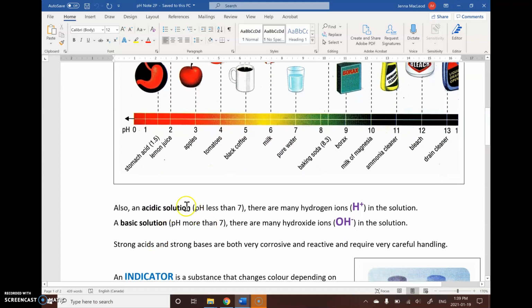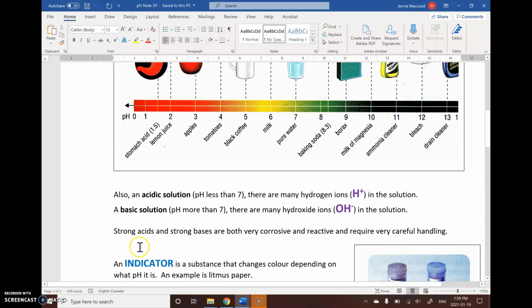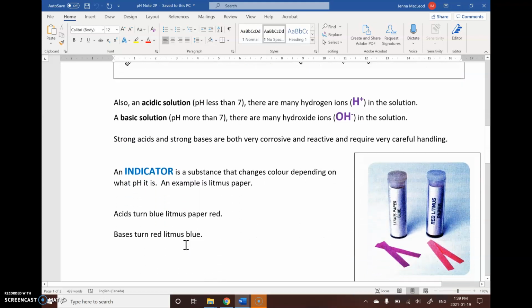Okay, so if you have an acidic solution, less than 7, there are a lot of hydrogen ions in the solution. If you have a basic solution, more than 7 as the pH, then you have many hydroxide ions in the solution. Now, strong acids and strong bases are both very corrosive and reactive and require very careful handling.